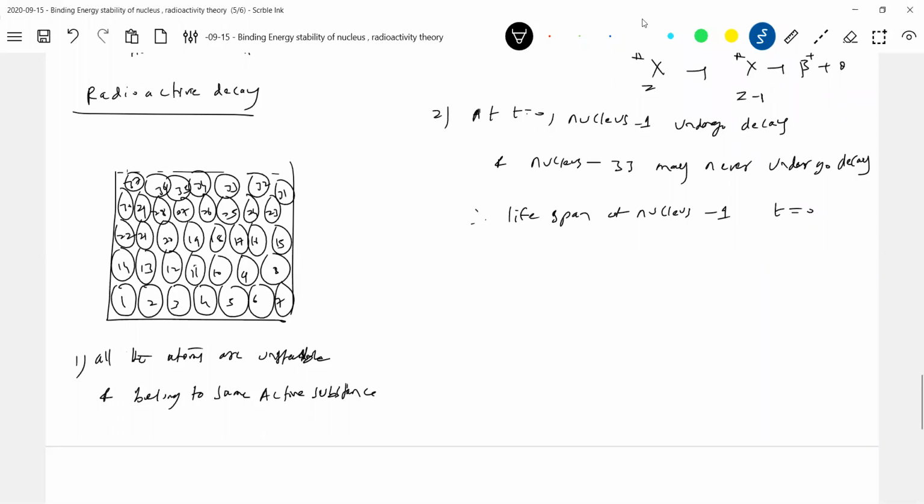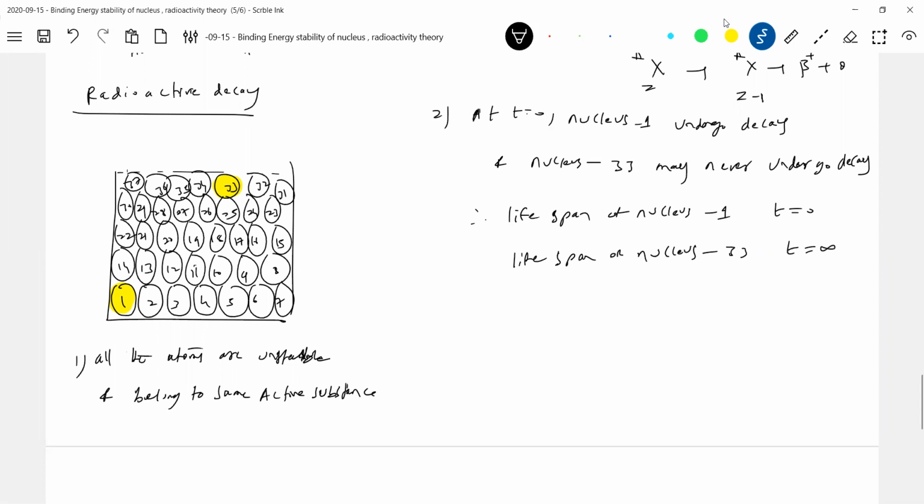For what time will it survive? 0 seconds. Lifespan, all of you, lifespan. For what time? Till now, I survived for 45 years. I don't know what is my lifespan. Survival. So what is the survival time of nucleus 1? 0. I'm just considering these two. What is the lifespan of nucleus 33? It's infinity.